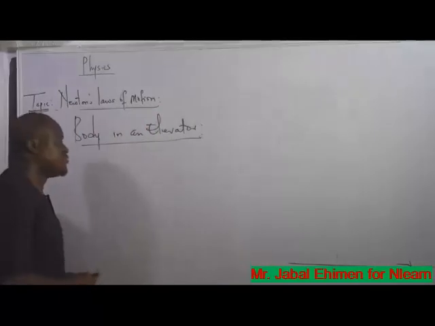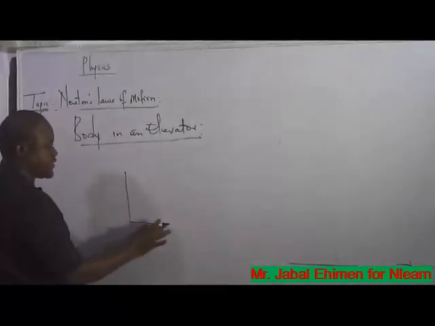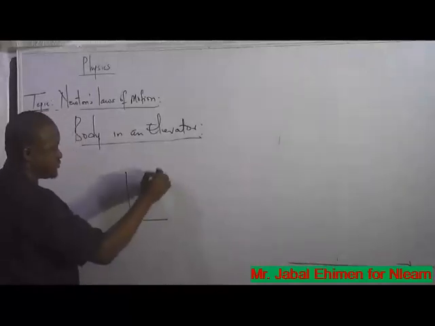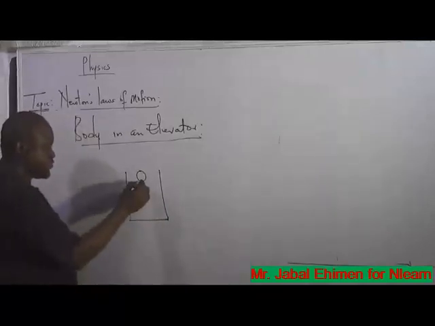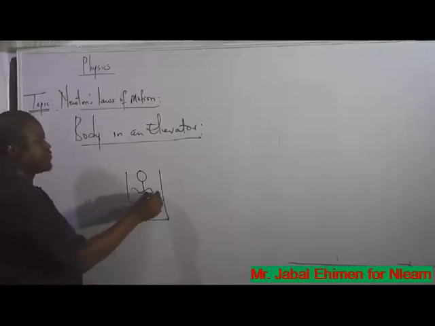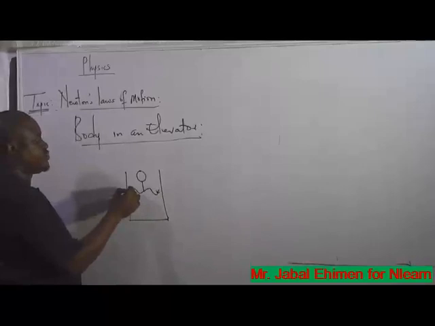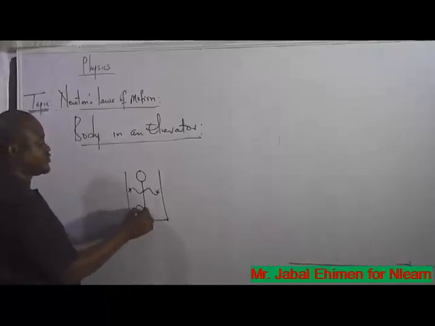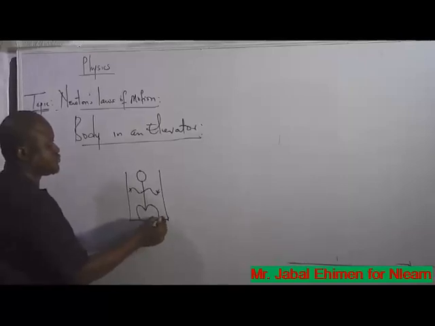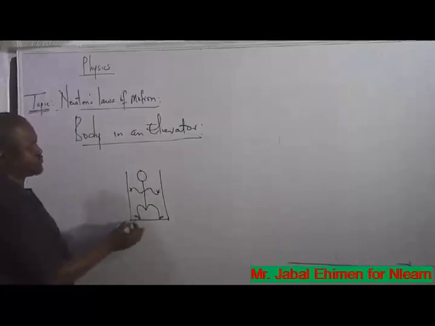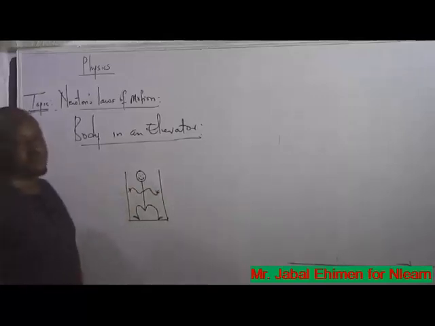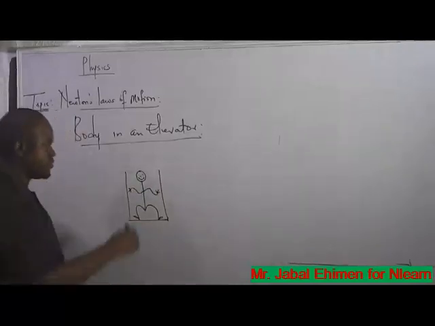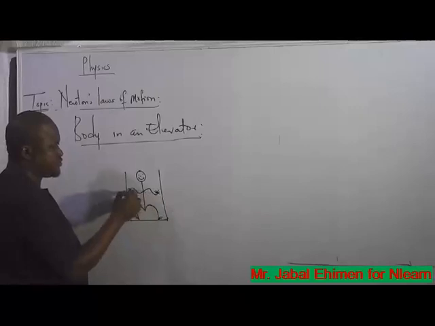Now, if you look at a body inside an elevator, there are two forces that act on that body. That body experiences two forces. Let's assume this is the body inside the elevator. I'm very good at drawing. So you have this. Let's put on a shoe, put another shoe here, with eyes, mouth, and nose. Wonderful. Five fingers.